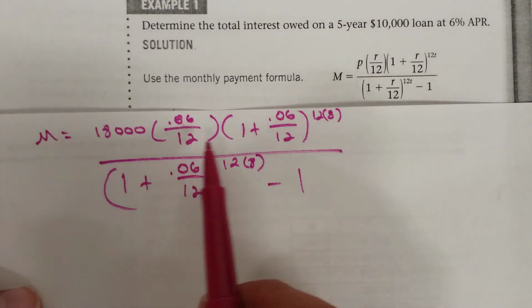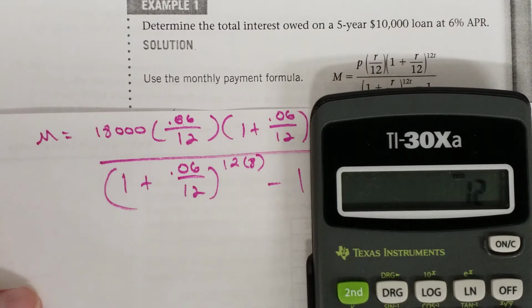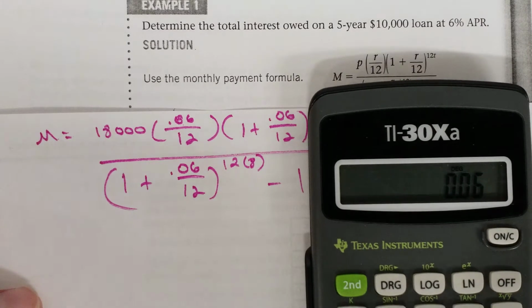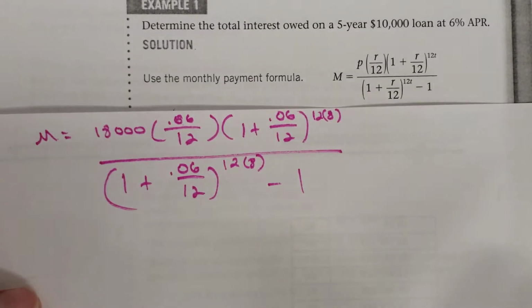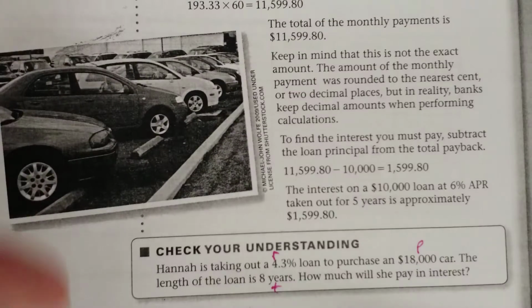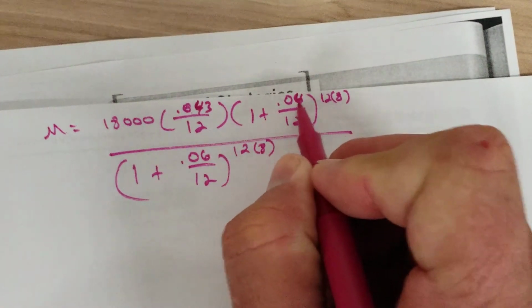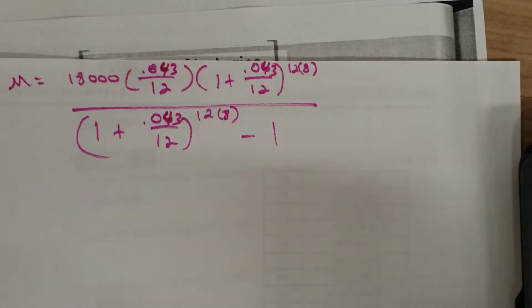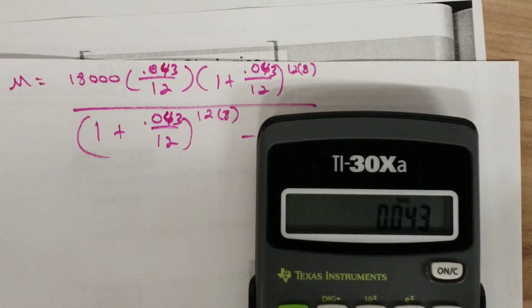If you see this 0.06 over 12 shows up like 3 times, so I'm going to go ahead and figure out what that number is equal to. 0.06 divided by 12. Oops. That's not my rate. My rate was 4.3%. Sorry, I was looking at the other problem. The rate's 4.3, so this should be 0.043. Sorry about that, but I caught that before I did all those calculations. So this number, 0.043 over 12, shows up 3 times, so I'm going to go ahead and figure out what that number is.